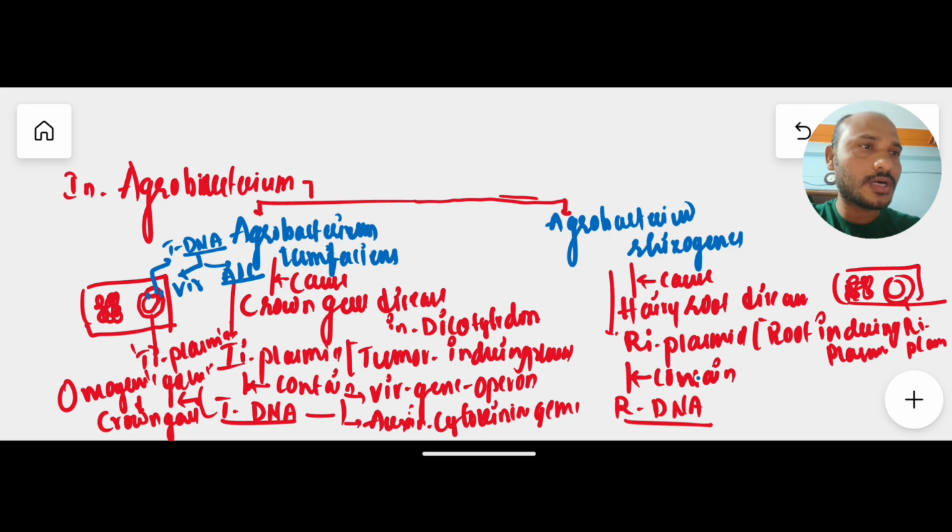Now coming to rDNA. Here, for example, we have the Ri plasmid, and a small portion of the Ri plasmid contains a DNA called rDNA.